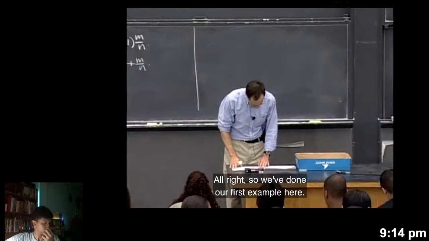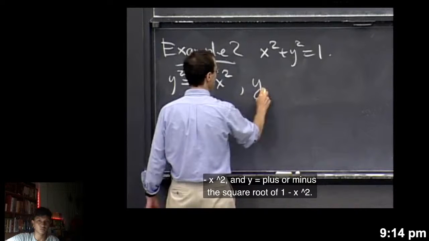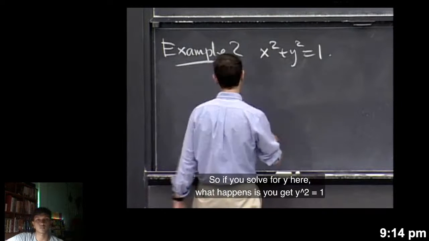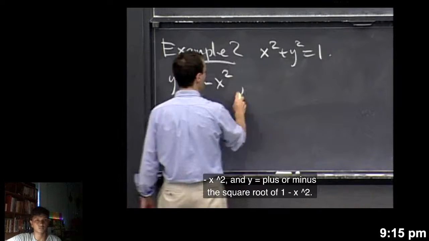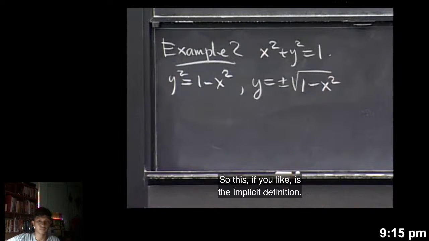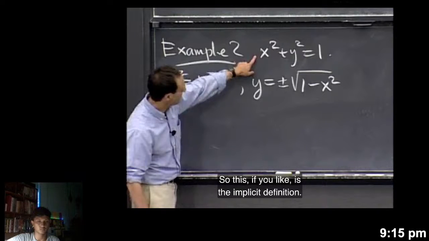So if you solve for y here, what happens is you get y squared is equal to 1 minus x squared, and y is equal to plus or minus the square root of 1 minus x squared. So this, if you like, is the implicit definition, and here is the explicit function y as a function of x. And now, just for my own convenience, I'm just going to take the positive branch, right?